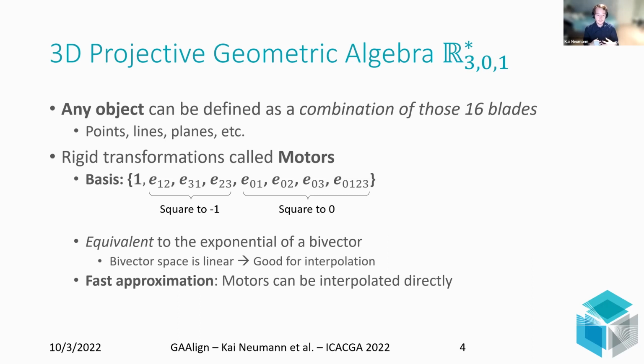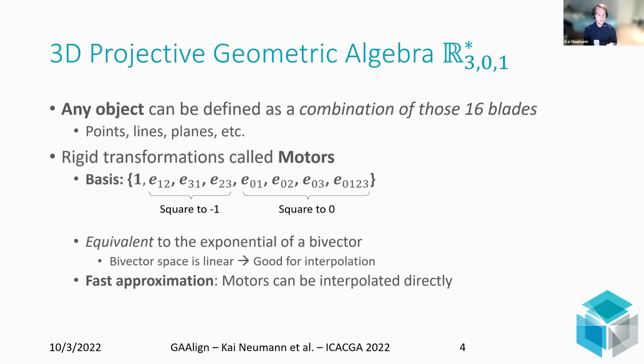What's especially interesting for our algorithm is that you can also represent rigid transformations, so rotations and translations, using these blades. These transformations are called motors, and they are formed on a basis that is shown here. It consists of the scalar, which is just the 1. Then we have 3 bivector parts that square to -1, then 3 bivector parts which square to 0, and then finally we have the quasi-scalar, I think, then the pseudoscalar.